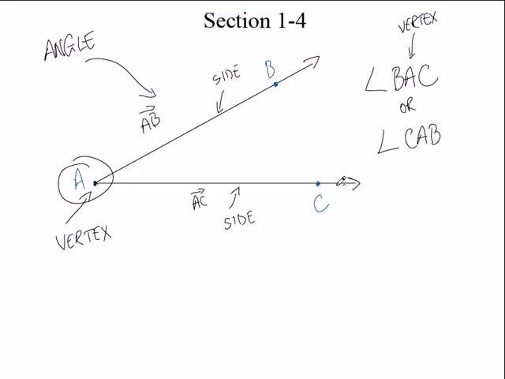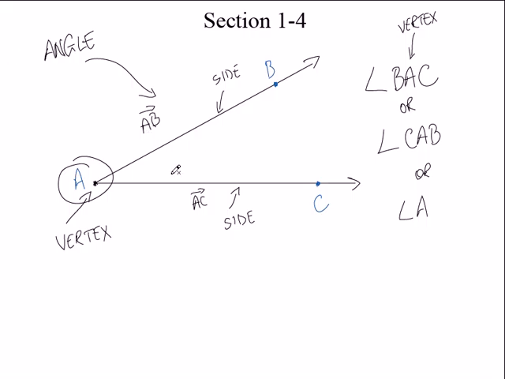Here's another way I could call this. If there's only 1 angle coming out of this vertex, I could just call it by that 1 letter. So I could call it just angle A, and sometimes that's really nice. If there's only 1 angle, and I'll show you an example where there's more than 1 angle coming out of that vertex.